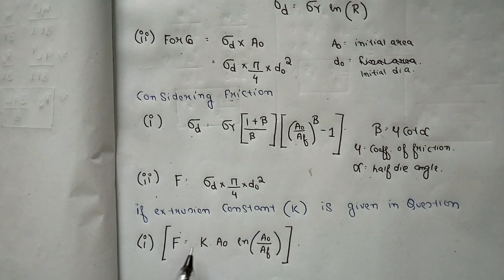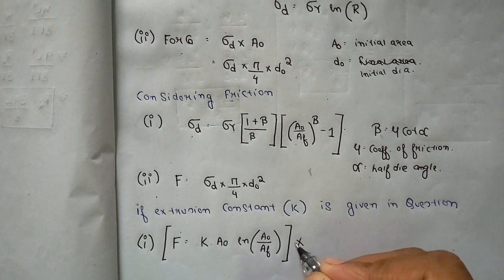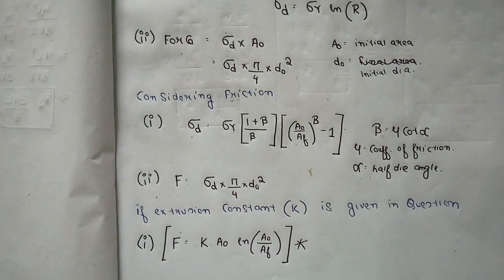Remember this formula: force is equal to K into A naught, where K is the extrusion ratio. If the extrusion ratio K is given in the question, then force equals K into A naught into ln A naught by Af. So please remember this formula. This is the most important formula. Many times questions are seen from this. So force equals K into A naught into ln A naught by Af. This is very important.